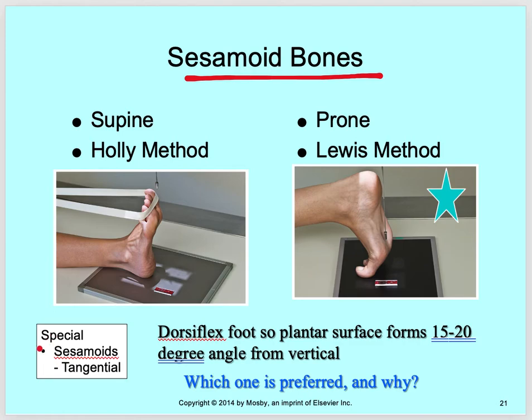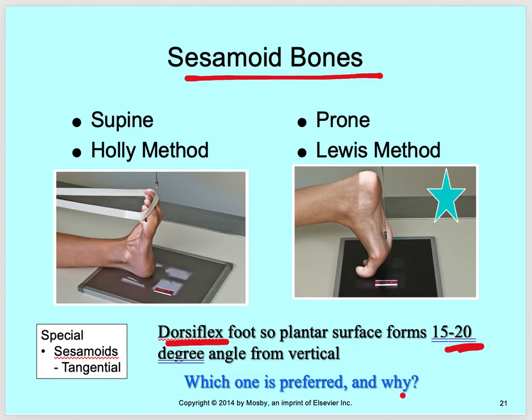So, special projection, sesamoid bones. Also keep in mind it's tangential because it's skimming that body part. So remember what tangential is. It means skimming. We're skimming that body part, imaging those two sesamoid bones. You need to dorsiflex the foot, so you're pulling the toes away. So the plantar surface forms a 15 to 20 degree angle from vertical. So you want that 15 to 20 degree angle from vertical.